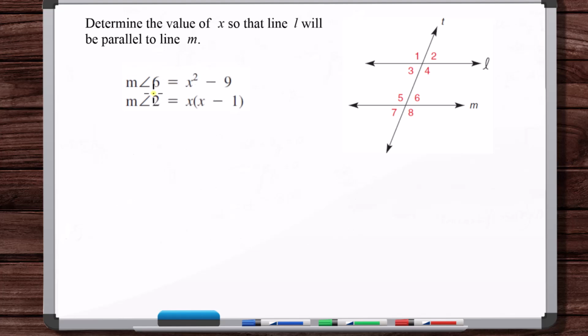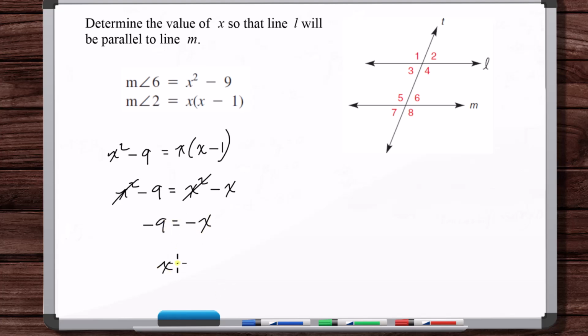Okay, here they give us a relation between angles 6 and angles 2. We see that those are corresponding angles, top right, top right. So those angles, their measures need to be equal to each other for lines L and M to be parallel. So x squared minus 9 needs to be equal to x times x minus 1. So distribute this x, subtract x squared from both sides, multiply both sides by minus 1, so x needs to be equal to 9.